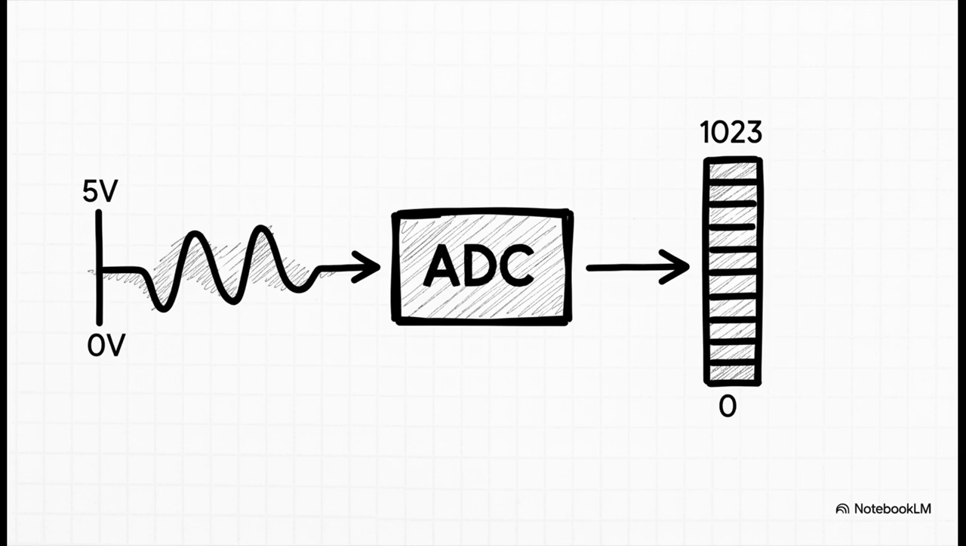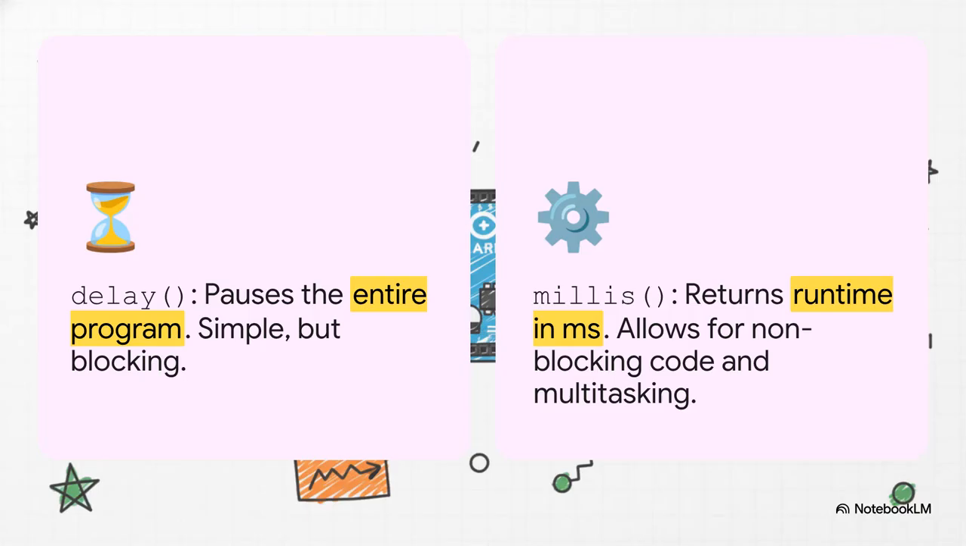Okay, let's talk about time. In almost every project, you'll need to control timing. The simplest way is the delay function. You tell it to wait for, say, 1,000 milliseconds, and it just stops. The whole program freezes for 1 second. This is called blocking code, and it's like telling your program to hold its breath. It can't do anything else while it's waiting.